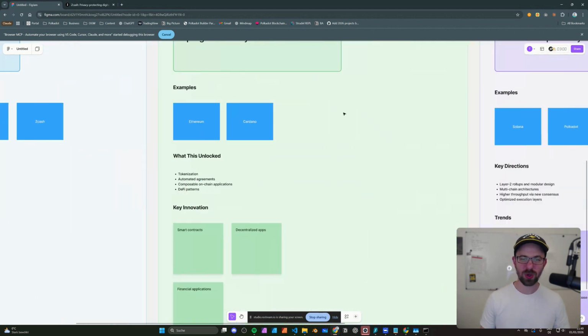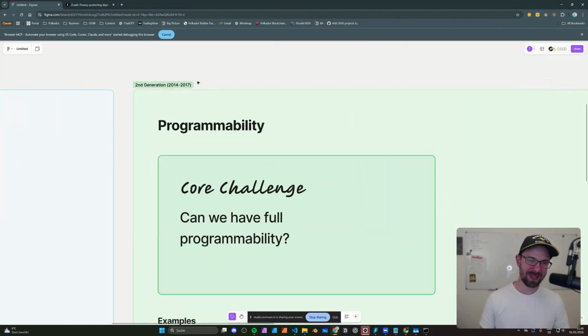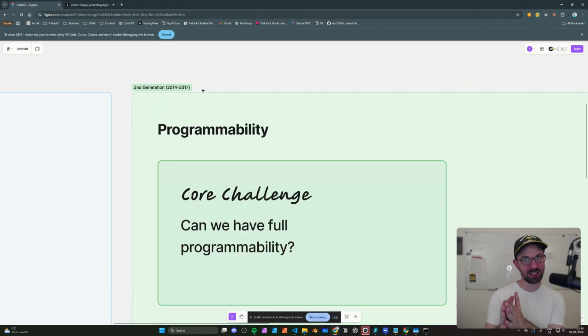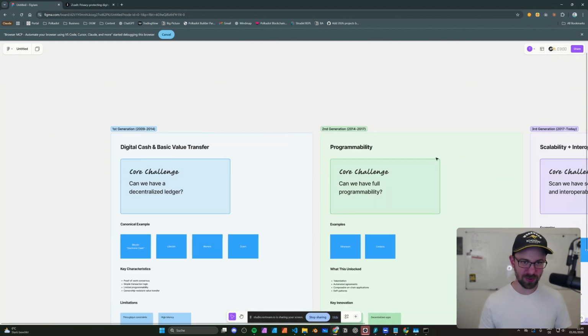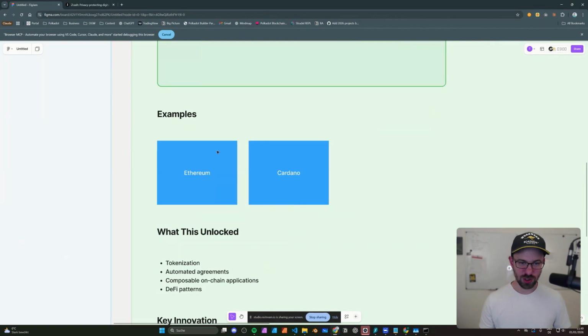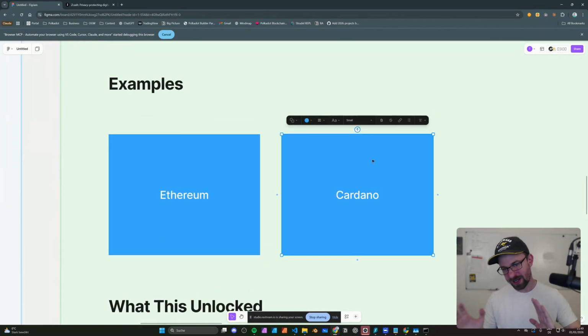And so this is where, in 2014, the second generation of blockchain technology came along, and it answered the question, can we have full programmability? So it defined a virtual machine on top of the decentralized ledger. So you have data and you have logic. We're putting these things together and we're getting programmability. And so this is where we get Ethereum. I would say Cardano might also fall into this category.